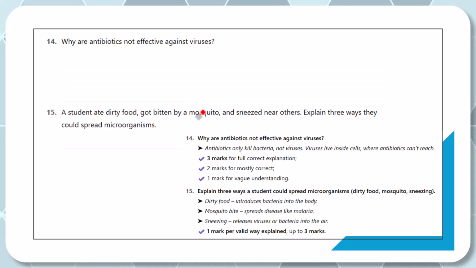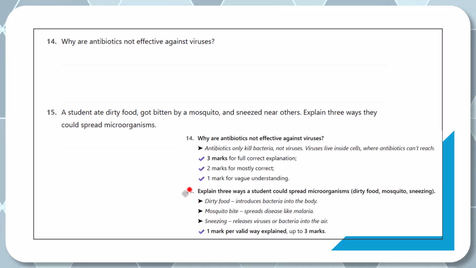So question 14, why are antibiotics not effective against viruses? You know, antibiotics only kill bacteria, not viruses. Because viruses live inside your body cells, and antibiotics cannot get into your body cells. And if they can get into your body cells, then they will kill your body cells first before killing the viruses. So viruses cannot be killed like this. You can't just deal with them using antibiotics because they're hiding inside your cells. So you can't access them.